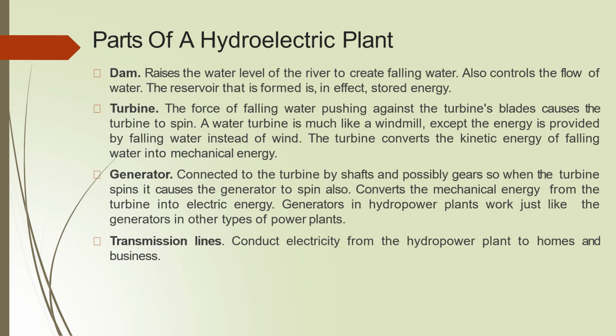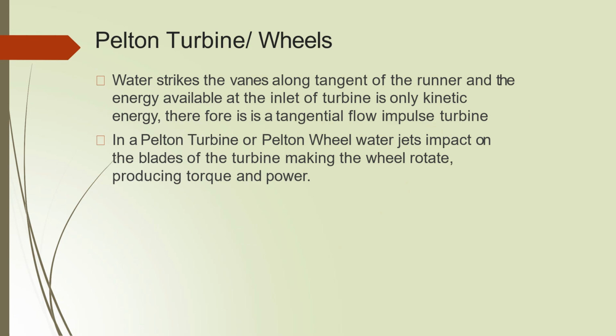So in this power plant, there are different parts. The dam collects the water. Usually dams are built across a river where they can store water sufficiently. The turbine, as you know, converts the hydraulic energy into kinetic energy or mechanical energy. The generator takes this mechanical energy and converts it into electrical energy. And transmission lines conduct electricity from the hydropower plant to homes and businesses. So these are the main four components of a hydroelectric power plant.